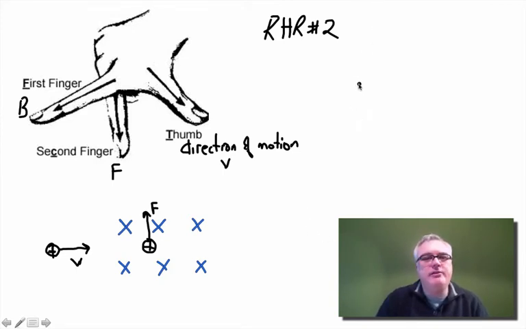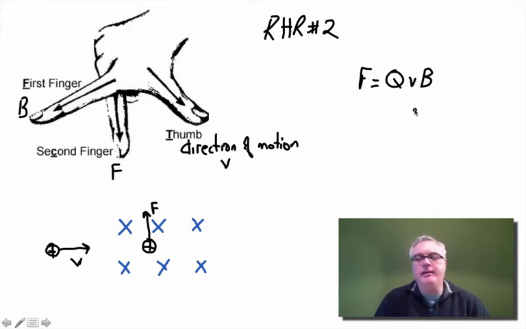What about the magnitude of the force on that charge? Well, that's given by this equation. I take the magnitude of the charge, multiply it by the velocity and the magnetic field. So this will tell me the magnitude of the force on the charge.